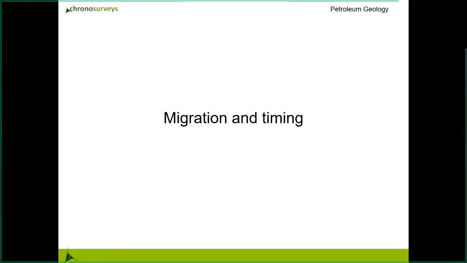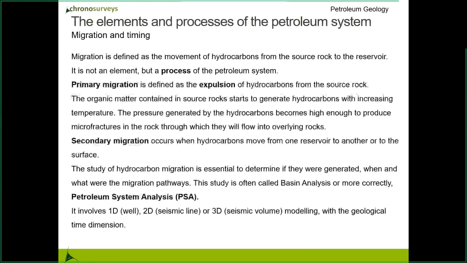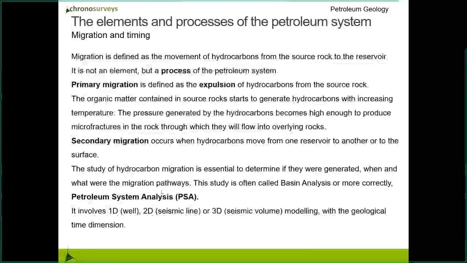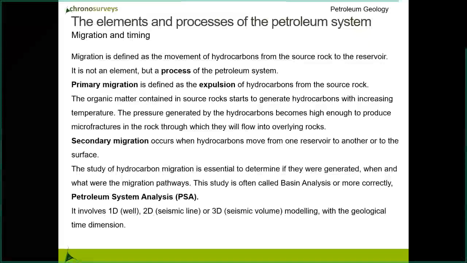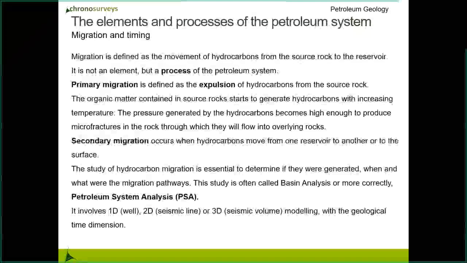Then with migration and timing, it's a process, so it's not an element of a petroleum system. And we can separate the primary migration, so it's the expulsion of hydrocarbons from the source rock that generated them. This usually happens because you have building pressures in source rocks up to the point where it will basically fracture the source rock and hydrocarbons will escape. You can have a secondary migration when hydrocarbons move from one reservoir to another, or they move up to the surface.